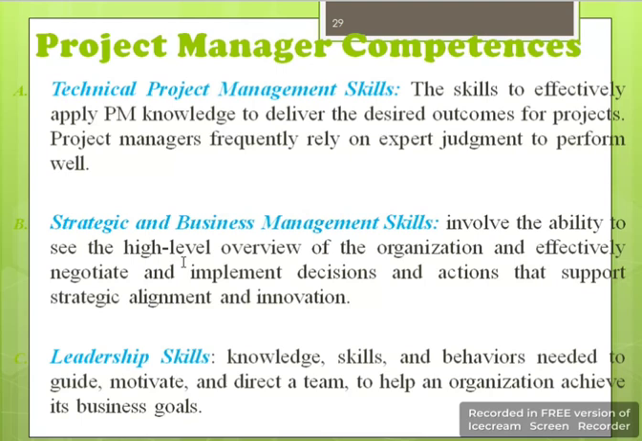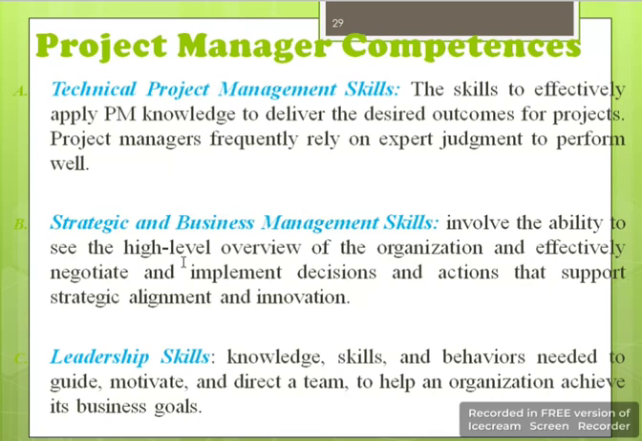Strategic and business management skills involve the ability to see the high-level overview of the organization and effectively negotiate and implement decisions and actions that support strategic alignment and innovation. 3. Leadership skills: knowledge, skills, and behaviors needed to guide, motivate, and direct a team to help an organization achieve its business goals. What are project life cycle and defining each?